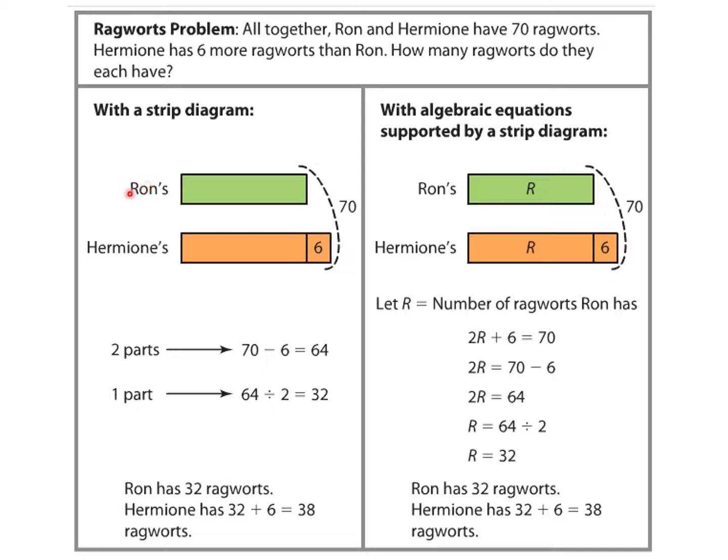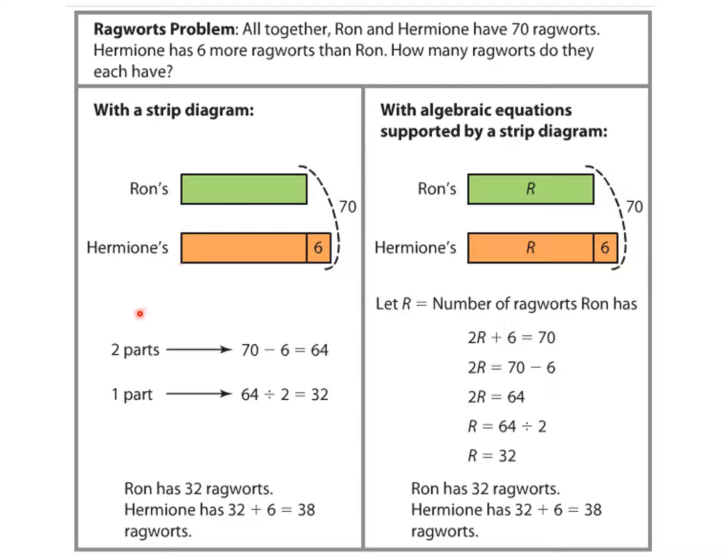So we've got 2 parts to our strip diagram here. We've got Ron's and Hermione's. And so Ron has a strip. We don't know how long that strip is. That's what we want to figure out. And then Hermione has 6 more ragworts. So we're going to draw the same size strip and then add another piece there that we'll label 6. And then we know altogether they've got 70. So we put this little arc there to indicate that altogether we've got 70 ragworts.